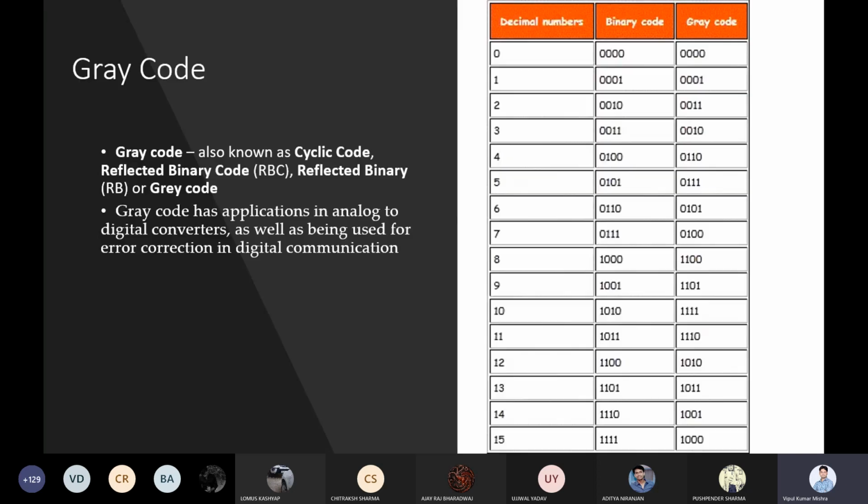So let us start with a new variety of code, gray code. You can check this table and just find out if there is anything special in this gray code column. Just check it out. Can you find something special here? Some pattern is there.